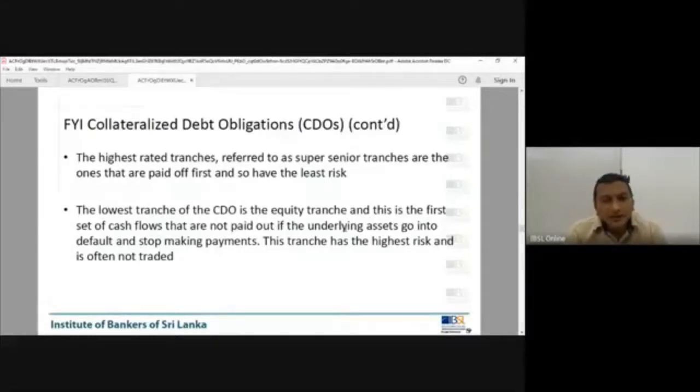Okay, the lowest tranche of a CDO is the equity tranche, and this is the first set of cash flows that are not paid out if the underlying assets go into default and stop making payments. This tranche has the highest risk and is often not traded, but still that's one part of the SPV, because those were the ones who bring in higher inflows. But unfortunately, high risk, this is a subprime group being pooled into one element. So when a financial market crashes, they are the ones who first run away. They are not in a position to settle their obligations. So they leave their assets and run away, right?